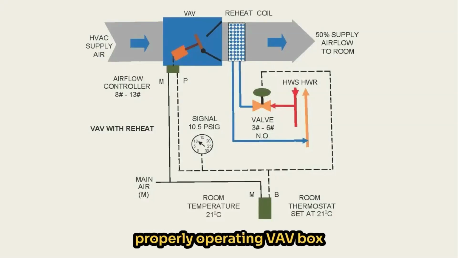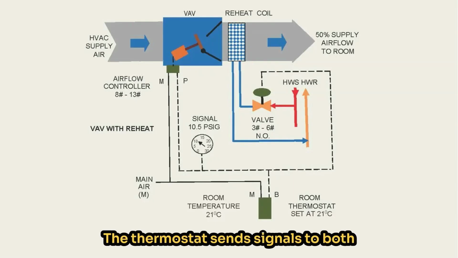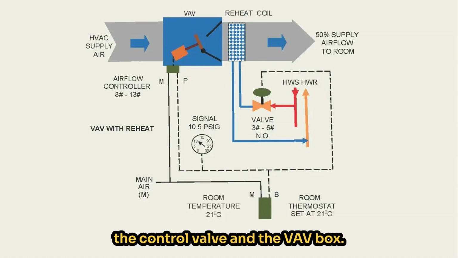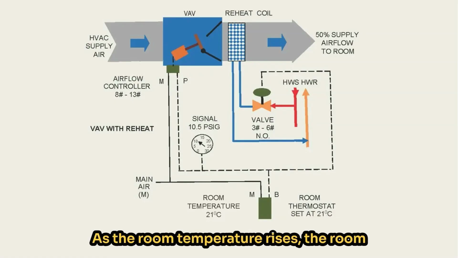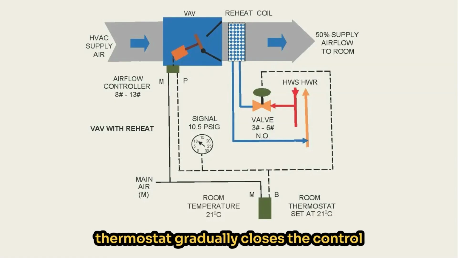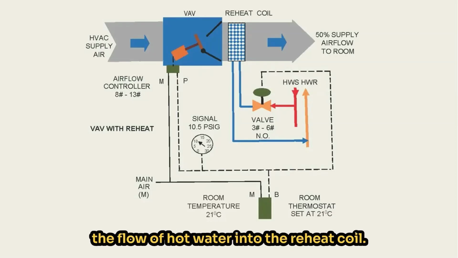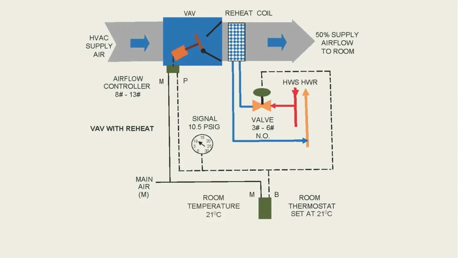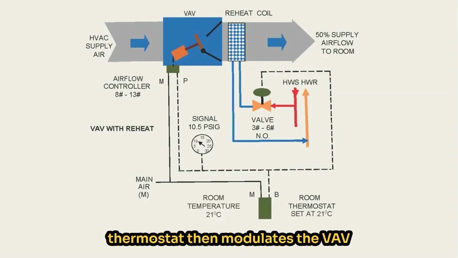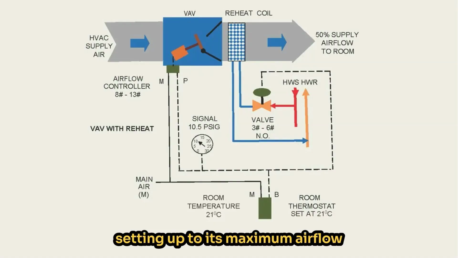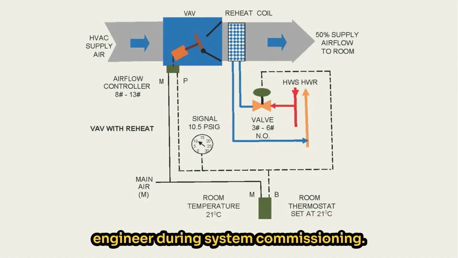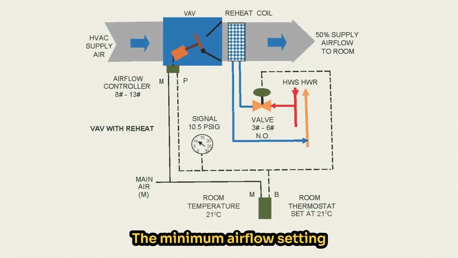This drawing illustrates a properly operating VAV box with an associated reheat coil. The thermostat sends signals to both the control valve and the VAV box. As the room temperature rises, the room thermostat gradually closes the control valve, reducing and eventually stopping the flow of hot water into the reheat coil. As the room continues to warm, the thermostat then modulates the VAV box from its minimum ventilation setting up to its maximum airflow setting, as determined by the design engineer during system commissioning. The minimum airflow setting is established to satisfy building code requirements and indoor air quality standards.